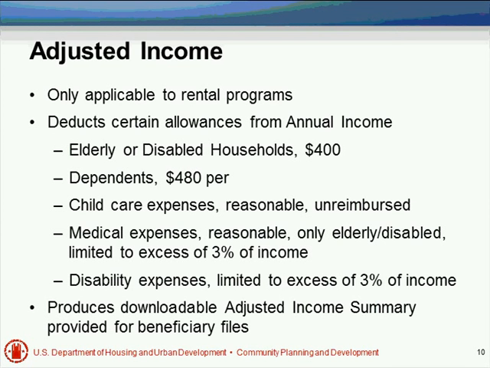So once you calculate, and this is what's great about the calculator, it walks you through all of these items so that you can make sure that for individual households that you're serving, you cover any of these deductions that they might be receiving, okay? And at the end of the adjusted income section, you will be provided this summary for your beneficiary files. So I'll show you what that looks like as well.